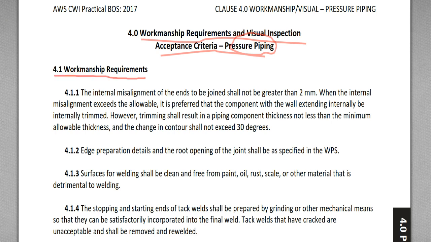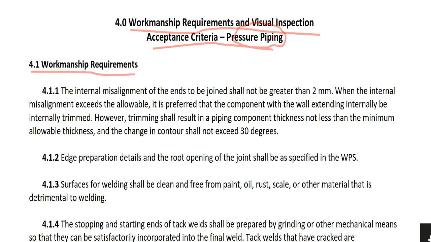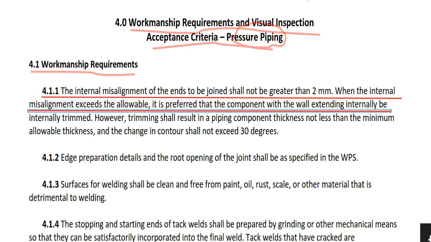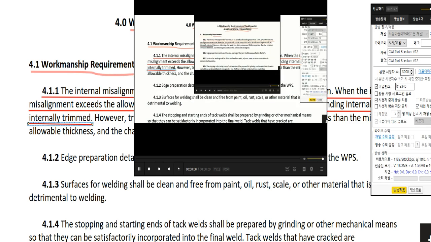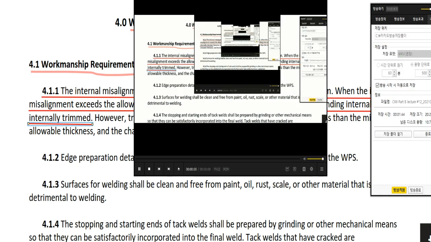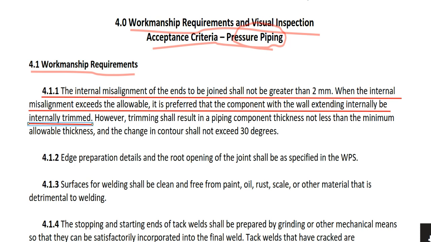4.1 is workmanship requirements, and 4.1.1. I'm going to read out the specification, give an explanation, and give you brief pictures of how you measure the internal misalignment.